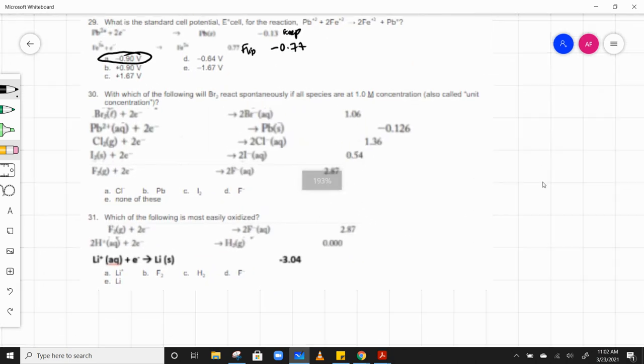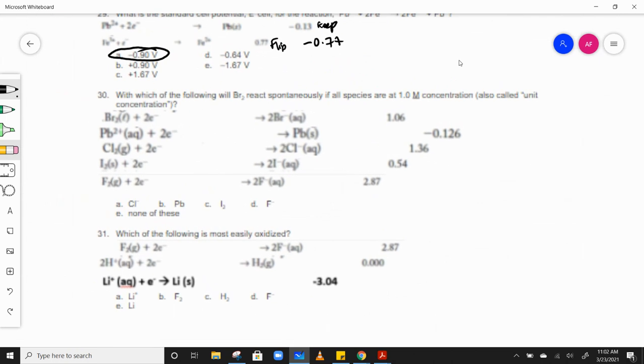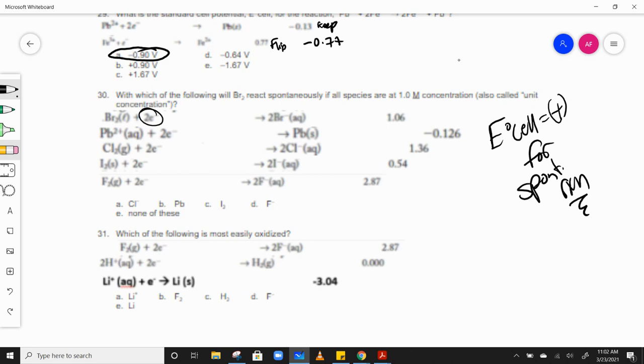Okay, number 30 requires a little bit of an explanation. Which of the following will Br2 react spontaneously with? In order for it to react spontaneously, E naught of the cell has to be positive. So just remember that E naught of the cell has to be positive. We're looking for, when we combine the two to get a reaction, a positive E cell. One has to be oxidized and one has to be reduced. Br2 is being reduced right here, so we need something that's going to be oxidized.